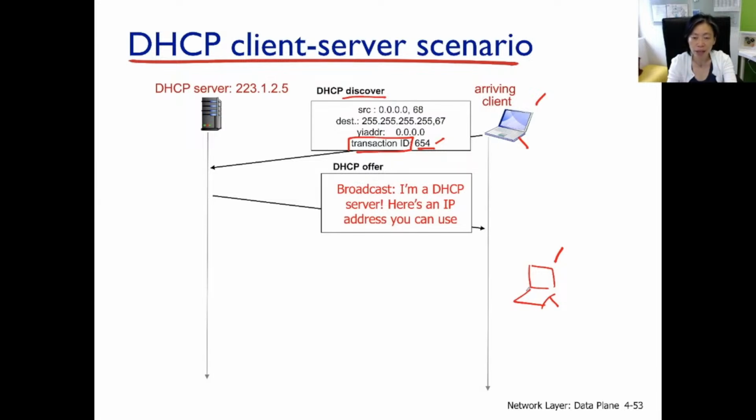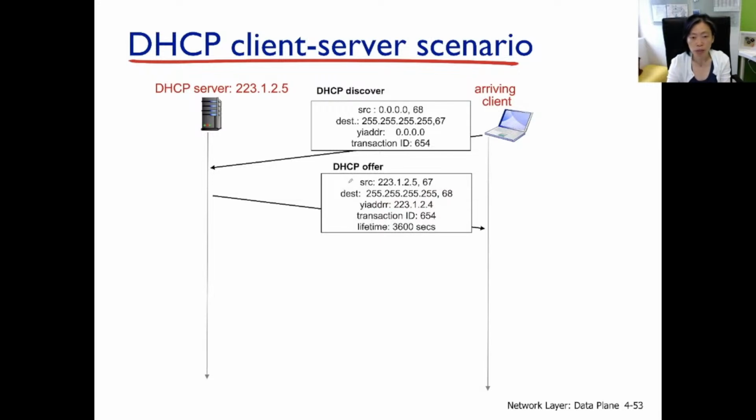To respond to the discover message, the server sends the offer message. This is saying, I'm here, and here's an IP address you could use. Inside the offer message, you see the source being the server's IP address. Destination, again, the broadcast address, because the arriving client doesn't have an IP yet, but will still receive a message going to the broadcast IP address, because everyone on the subnet will receive such a message.